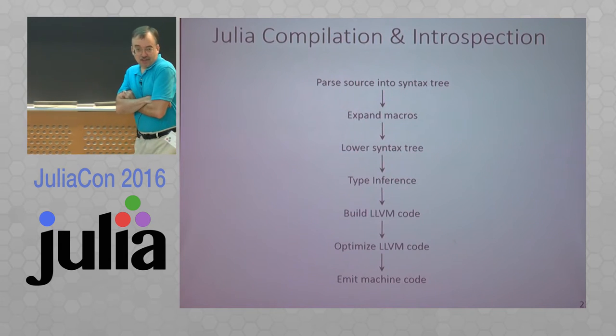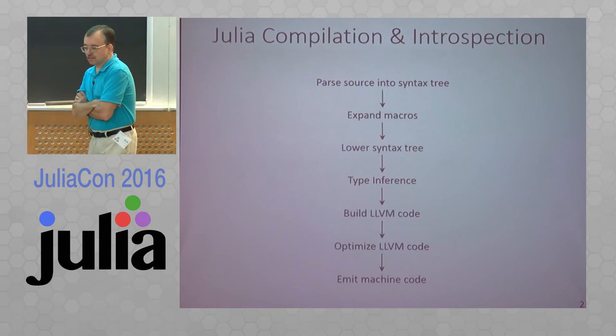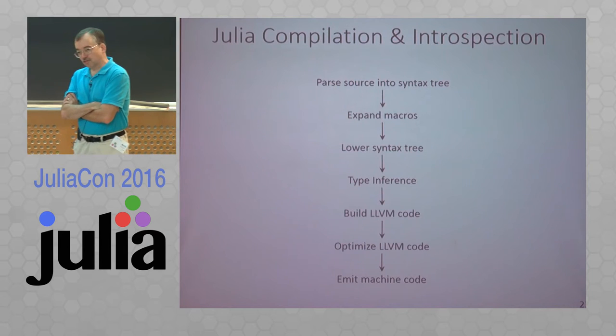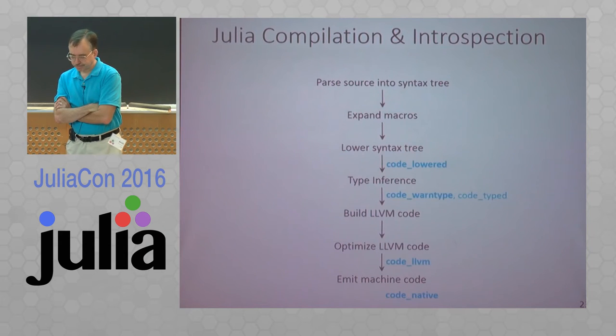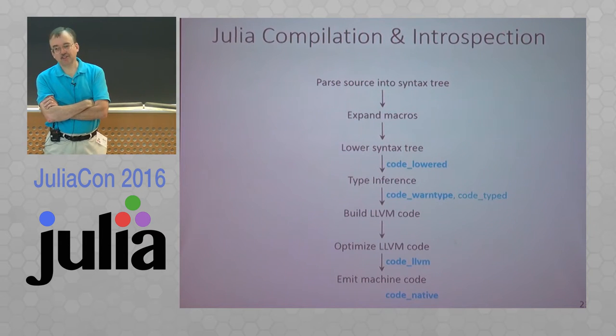So roughly, the stages of the compiler are: you start out and parse the source into a syntax tree. Then the macros are expanded. Then the syntax tree is lowered in some ways to simplify it. Then the type inference runs.